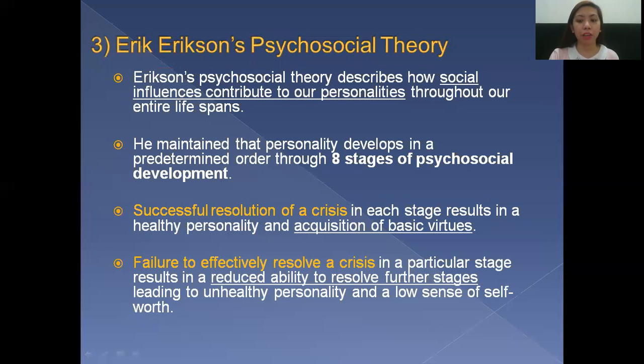He believed in the impact of significant others in the development of one's view of himself, life, and the world. He describes how social influences contribute to our personalities throughout our entire lifespans. He maintained that personality develops in a predetermined order through 8 stages of psychosocial development. Successful resolution of a crisis in each stage results in a healthy personality and acquisition of basic virtues. Failure to effectively resolve a crisis in a particular stage results in a reduced ability to resolve further stages, leading to unhealthy personality and a low sense of self-worth.